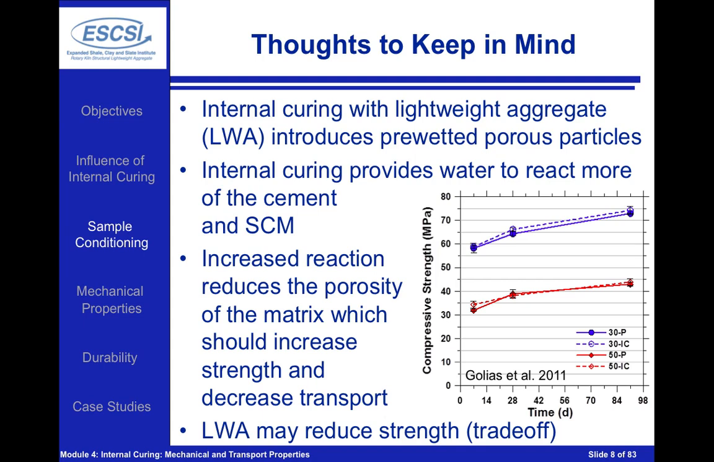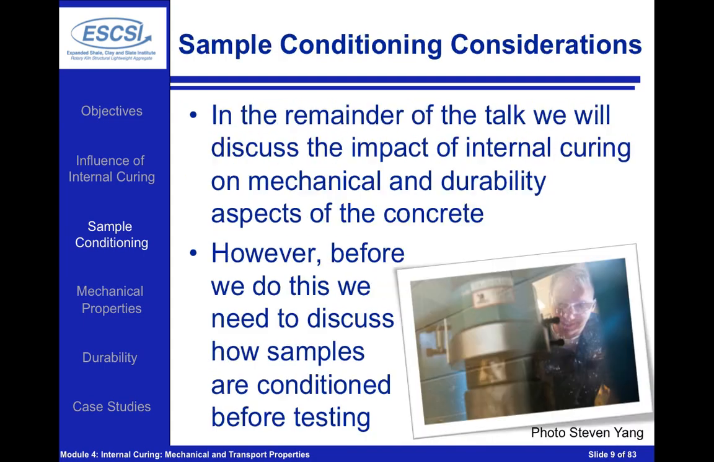Sometimes we may see it being slightly lower, and this would essentially be the lightweight aggregate particles reducing the strength a little bit. Sometimes, however, in the internally cured system, we see the strength being slightly higher, and this is because we're increasing the reaction in the matrix, we're increasing the strength of the matrix, and we're decreasing the transport properties. But really the overall takeaway is generally we don't see a huge difference in the compressive strength between a plain system, which is shown here as the solid lines, and the dashed system, which is the internally cured concrete, the blue lines being a low water to cement ratio of 0.3, and the red lines being a water to cement ratio of 0.5. The general takeaway is you can expect to have very similar compressive strength between a plain and an internally cured concrete.